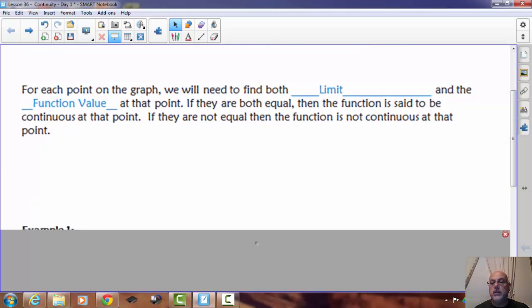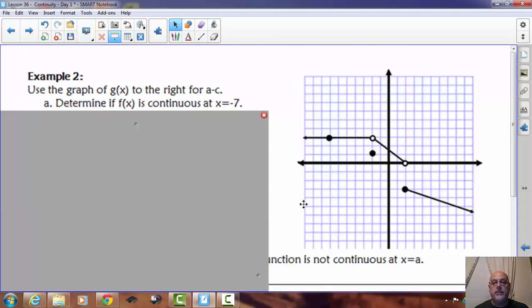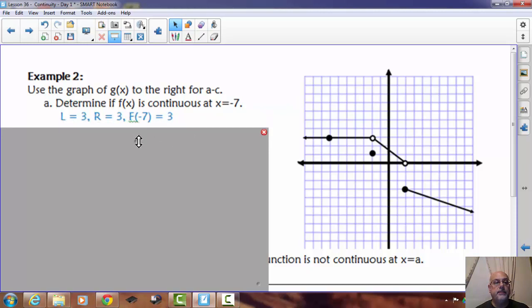So if we take a look at this function, as a piecewise function, we're looking to determine if this is continuous at x equals negative 7. So x equals negative 7 is right here where that dot is. As I approach x equals negative 7 from the right, just follow the cursor, my limit is 3. When I approach x equals negative 7 from the left, my limit is 3. If I evaluate f of negative 7, I have that closed circle at 3 as well. That means that this function is continuous at x equals negative 7.